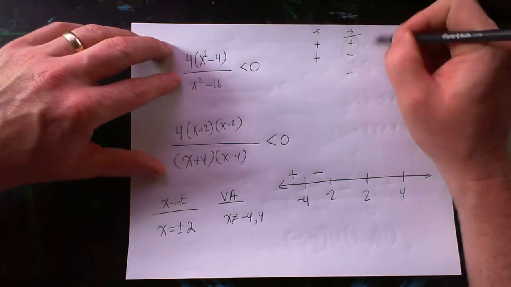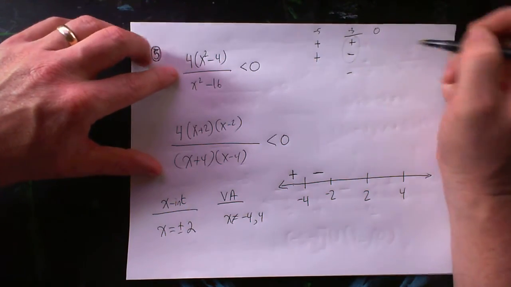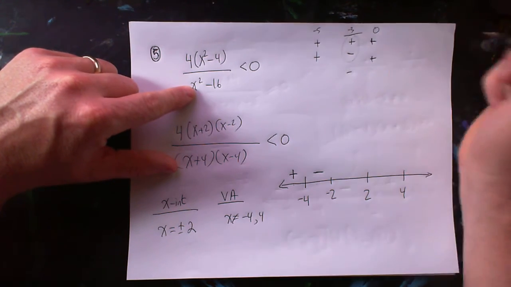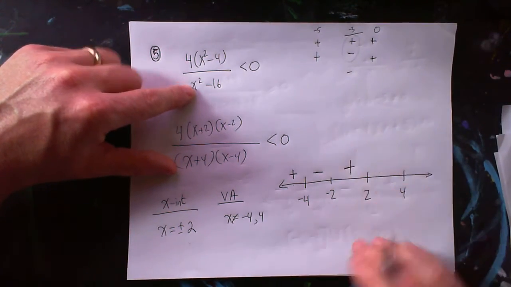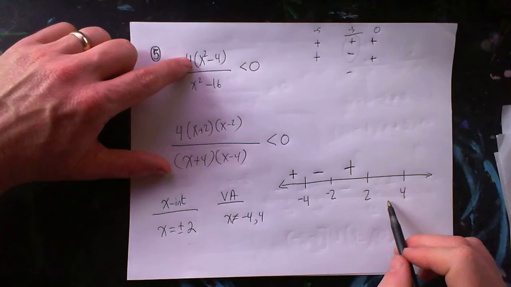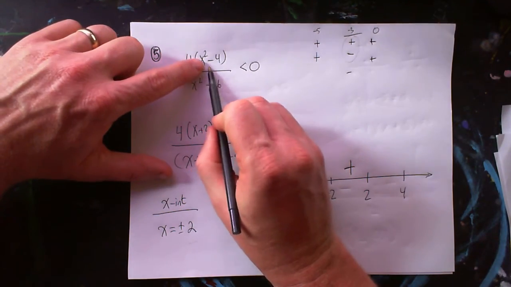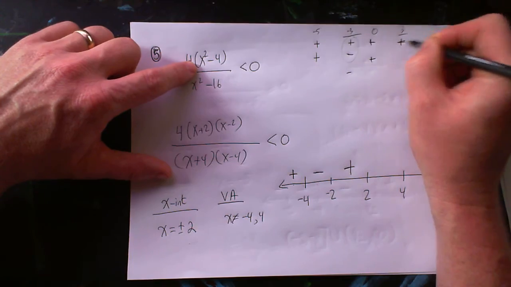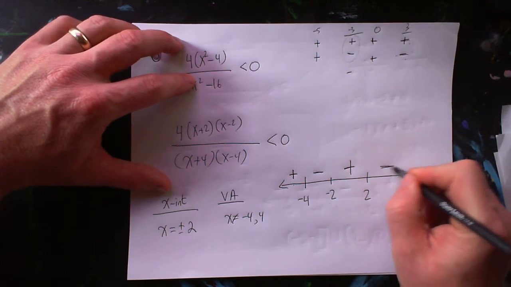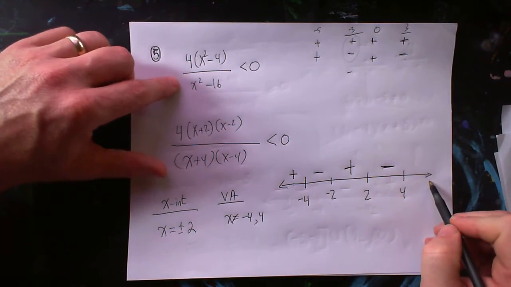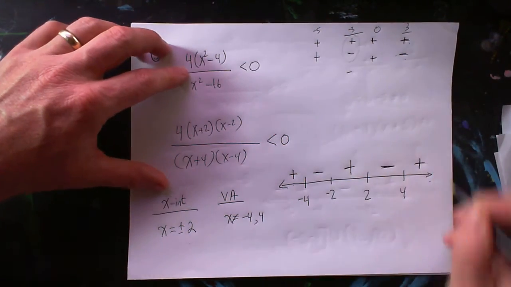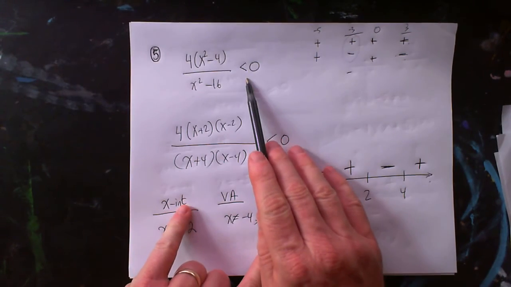Then I plug in some number between negative 2 and 2. 0 is always a winner there. If I plug in 0, I get a negative on top, a negative on the bottom. Positive, negative, negative makes positive. So I've got a plus there. Plug in a number between 2 and 4. Plug in 3. 9 minus 4 is 5. That's positive. 9 minus 16 is negative. Positive, negative makes negative. And then finally, if I'm bigger than 4, if I plug in 100, big number, positive, that's a plus. So now I'm looking for where this is less than 0.